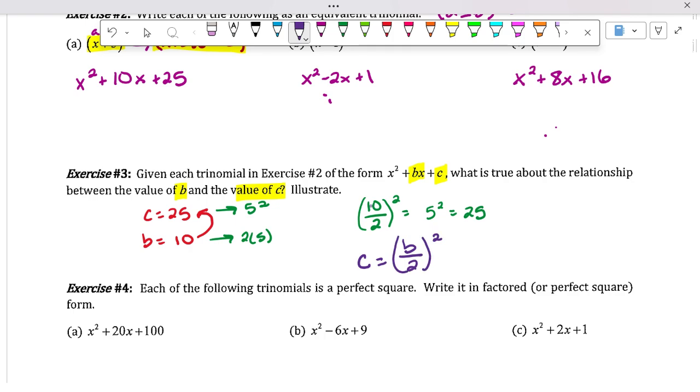We took our B value, which was 10, divided by 2, and then squared it, and that gave us our C value. So we took our B value, divided by 2, squared it, that gave us our C. Did that not happen? Yes or no? Yes. So this right here is actually a very key piece to completing the square.